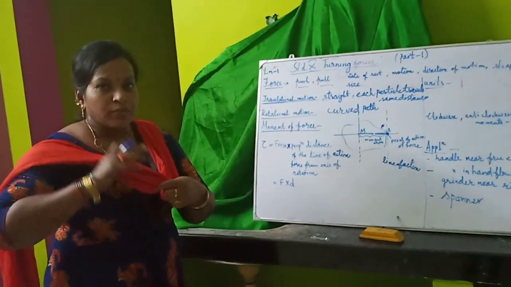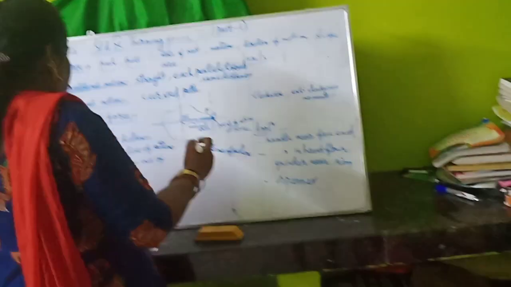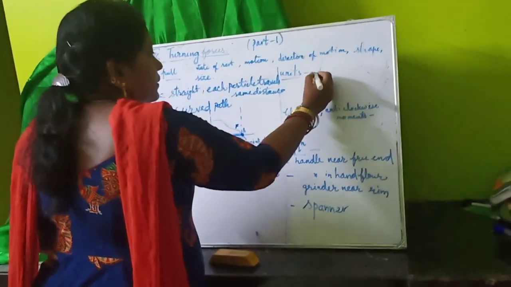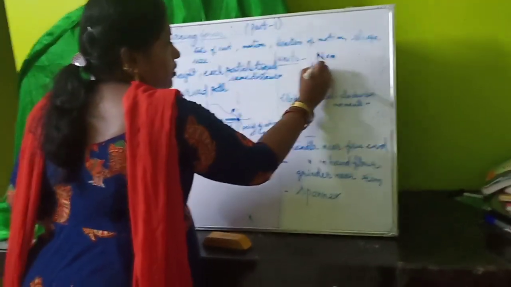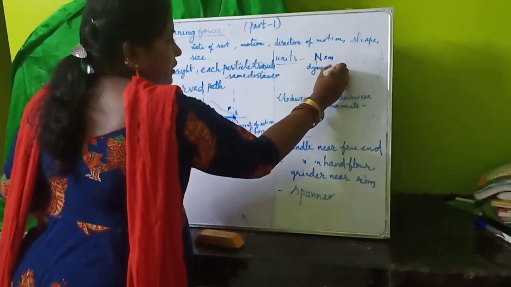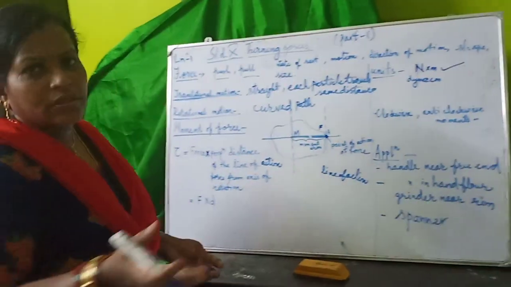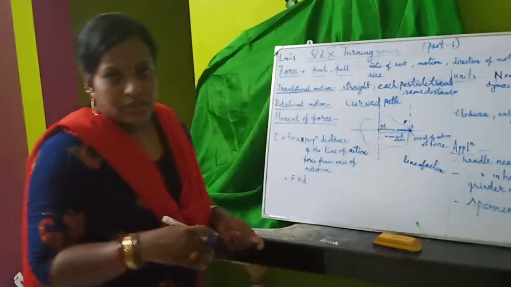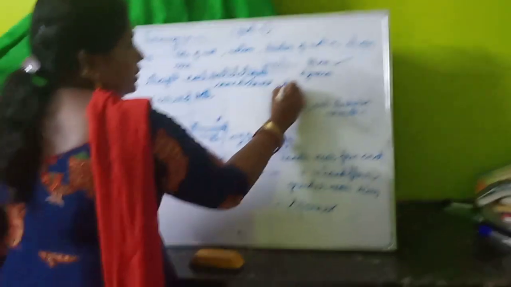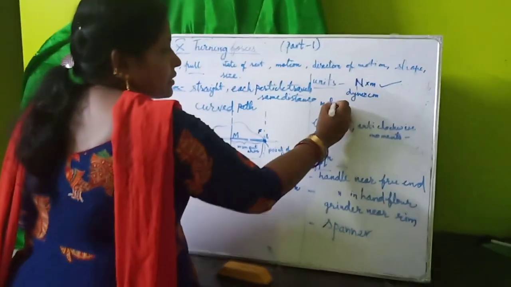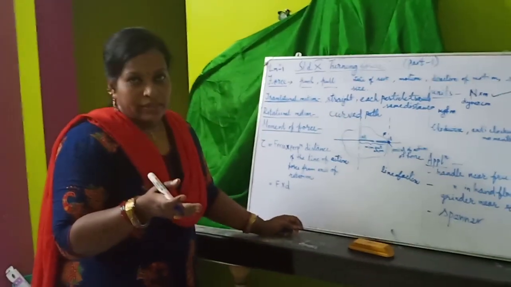From its formula, we will see what are the units of torque. Since torque is force into distance, units are Newton into meter or dyne into centimeter. So this is the SI unit. Similarly, other units also there. For example, gravitational units. In gravitational units, force has the unit kgf, distance is meter. So kgf meter. Similarly, gf centimeter.